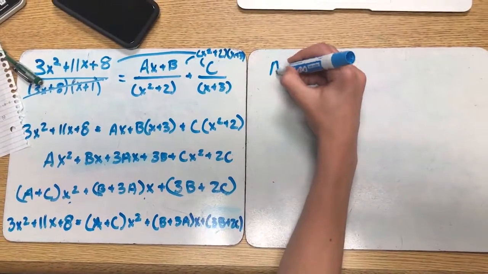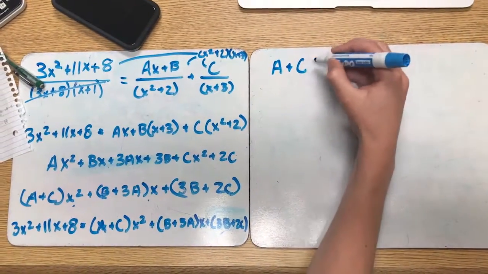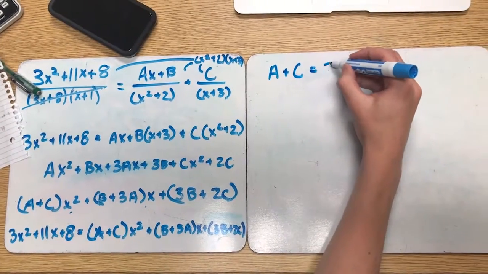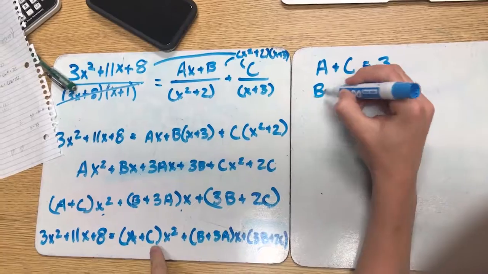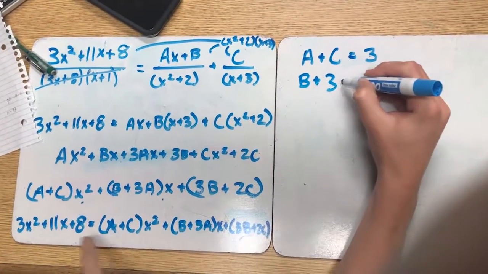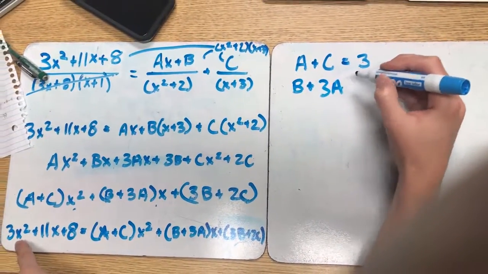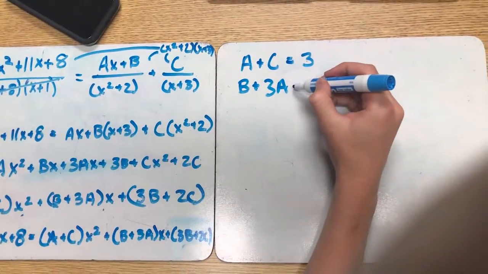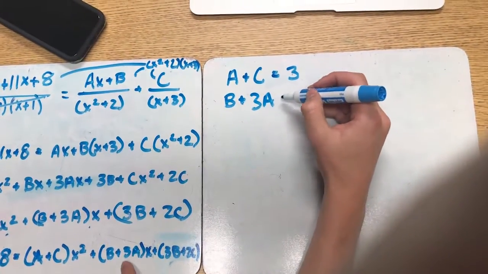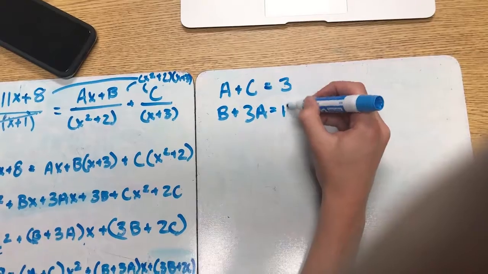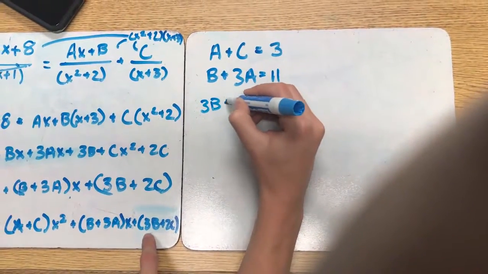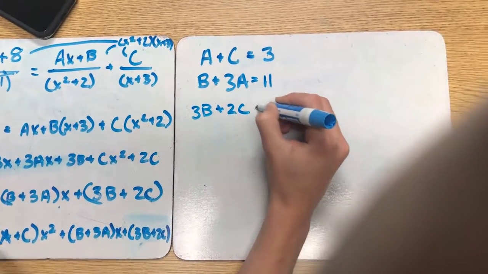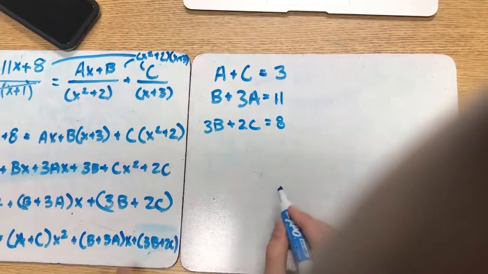The next thing that we're going to do is take a plus c and set it equal to 3 because they're in the same grouping. A plus c times x squared is equal to 3x squared. And then we're going to have b plus 3a equal 11 because they're both being multiplied by x. And then finally, we're going to have 3b plus 2c equal 8 because they are constants.